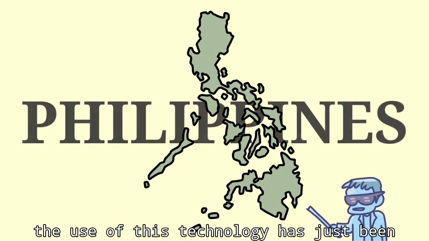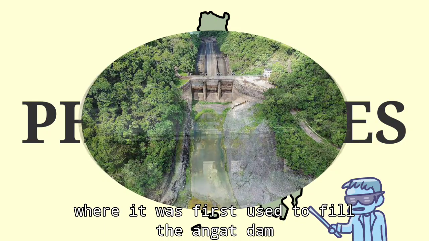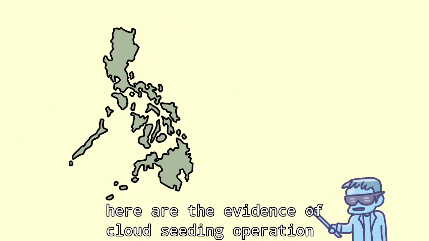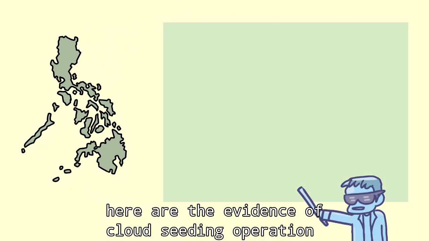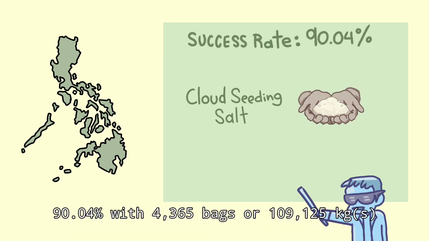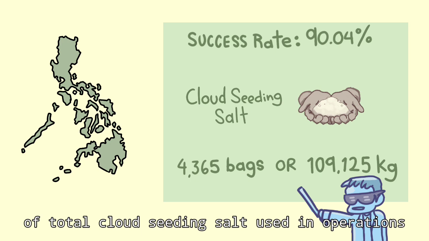The use of this technology has just been recently adopted in the Philippines, where it was first used to fill the Angat Dam following a long period with no rain. Here is the evidence of cloud seeding operation. In the Philippines, cloud seeding operations had a success rate of 90.4% with 4,265 bags or 109,125 kilograms of total cloud seeding salt used in the operations.